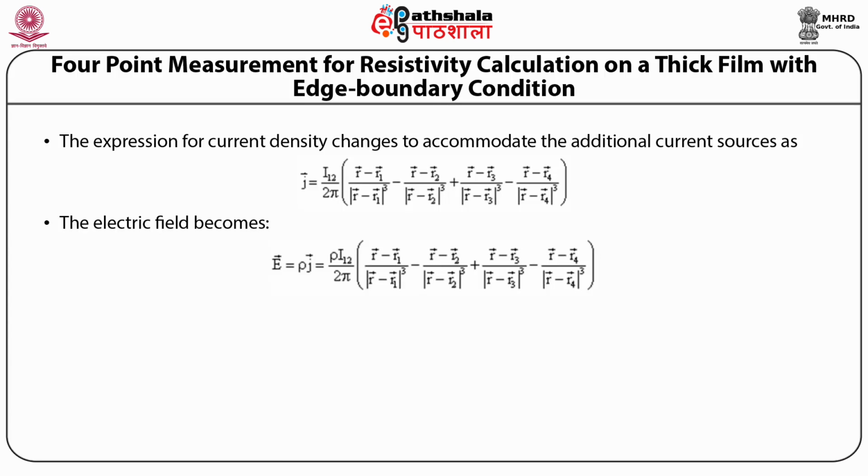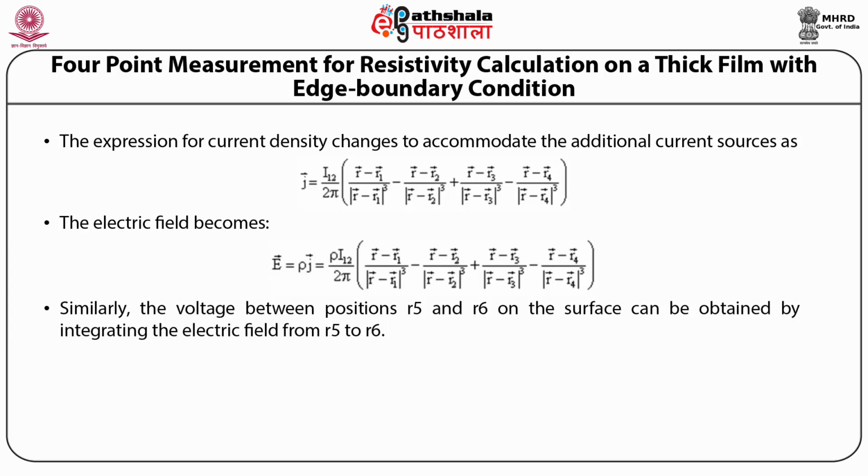(r vector minus r1 vector) divided by mod of (r vector minus r1 vector) cubed, minus (r vector minus r2 vector) divided by mod of (r vector minus r2 vector) cubed, plus (r vector minus r3 vector) divided by mod of (r vector minus r3 vector) cubed, minus (r vector minus r4 vector) divided by mod of (r vector minus r4 vector) cubed.